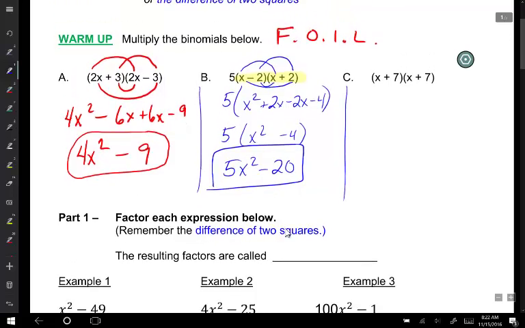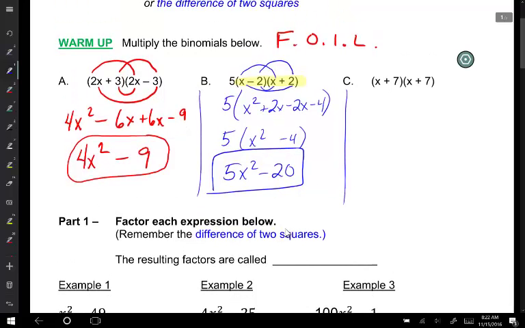Okay, you try C very quickly. Shouldn't take you long. Go ahead and do C. X plus 7 times x minus 7. Plus is right. I just want to make sure you're realizing it's different than what we had before. Do the middle terms cancel on this one? No, they do not.